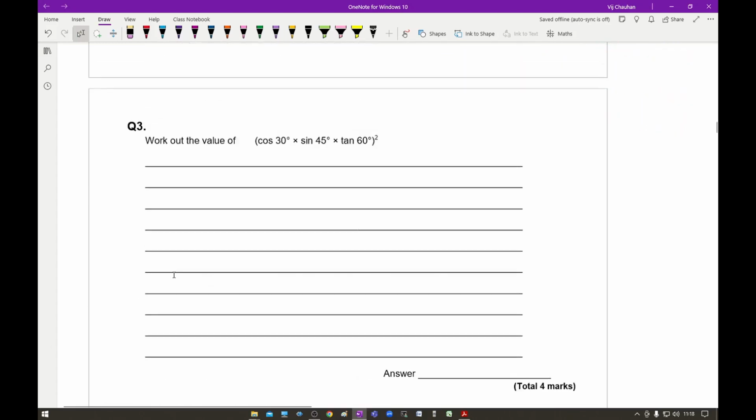Moving on to question 3, it says work out the value of cos 30 times sine 45 times tan 60, all squared. For this, we just need to recall the exact values of trig. So cos 30 is root 3 over 2. We've got sine 45, which is root 2 over 2. And we've got tan 60, which is root 3.